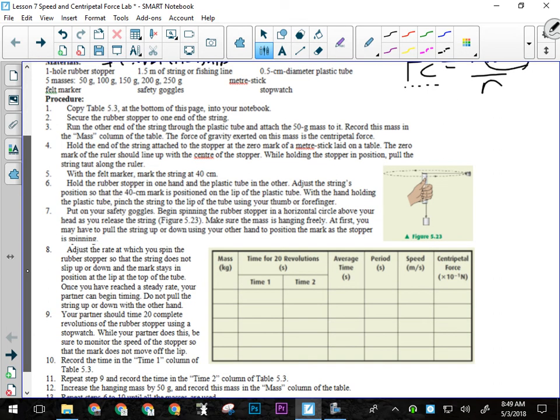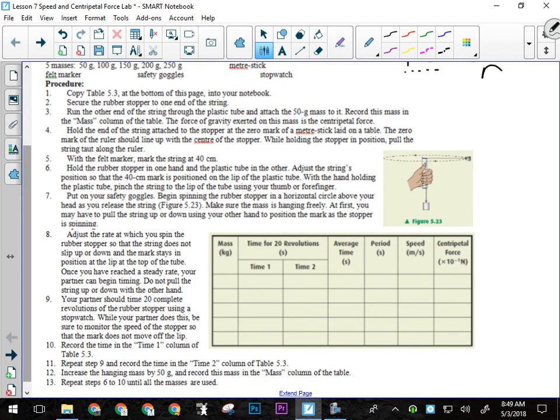Okay, so for our masses here, we're going to start with just a 50 gram mass, so quite small. We'll put that here. Same as last time, 2 trials, but for each mass this time. Add them together and divide by 2 to get your average time. Divide that by 20 to get the period, because it'll be 20 revolutions again, same as before. Calculate your speed using 2 pi r over t, and calculate your centripetal force.